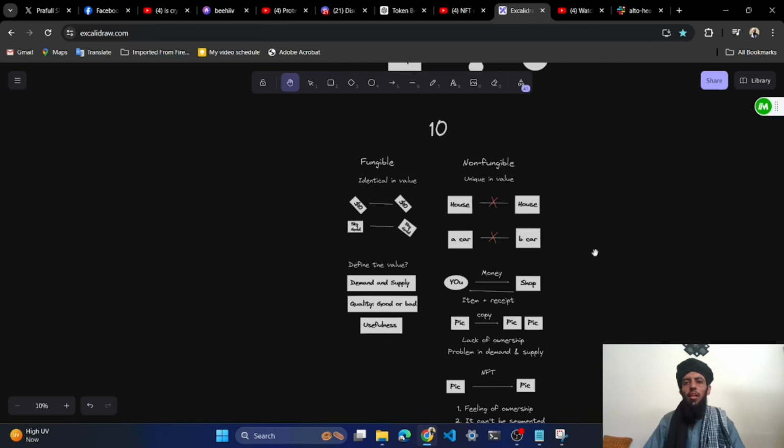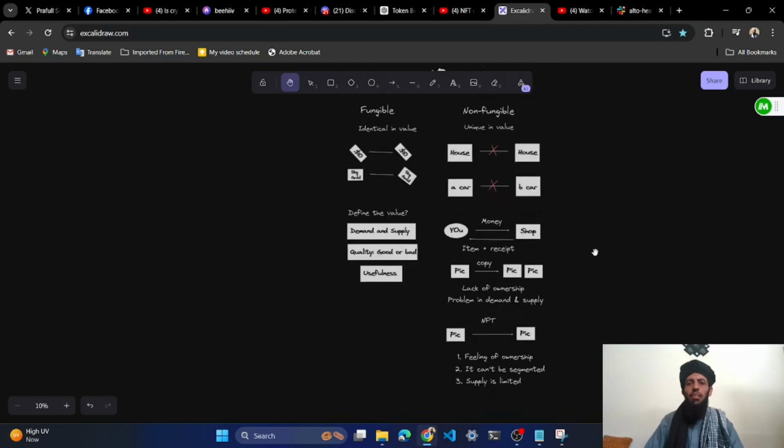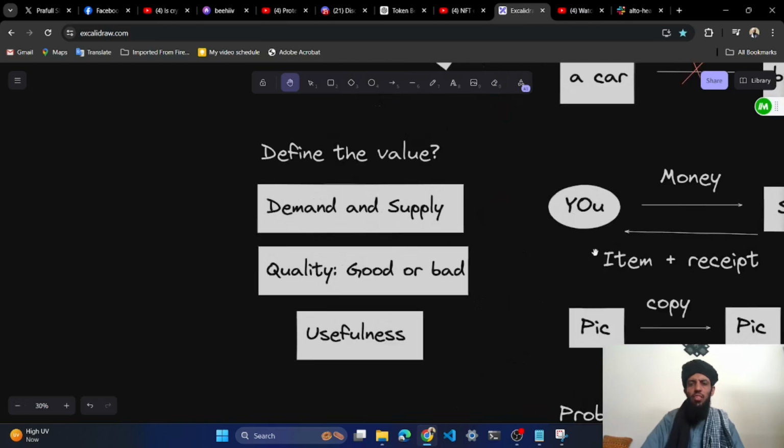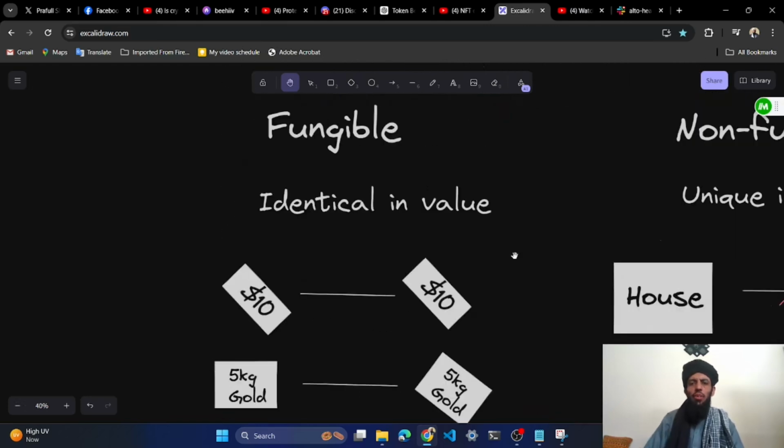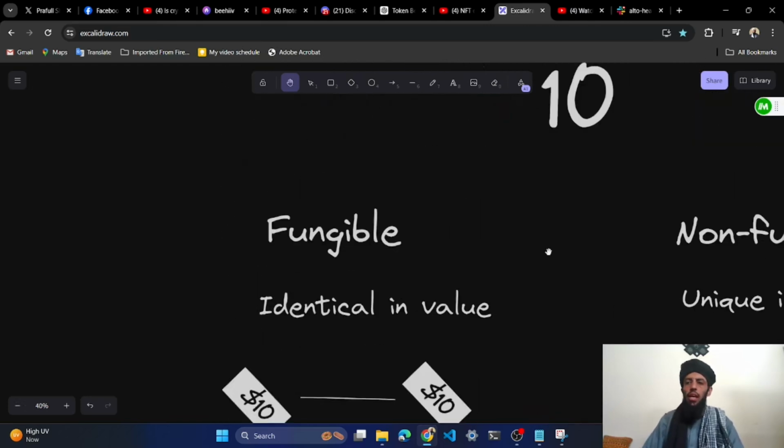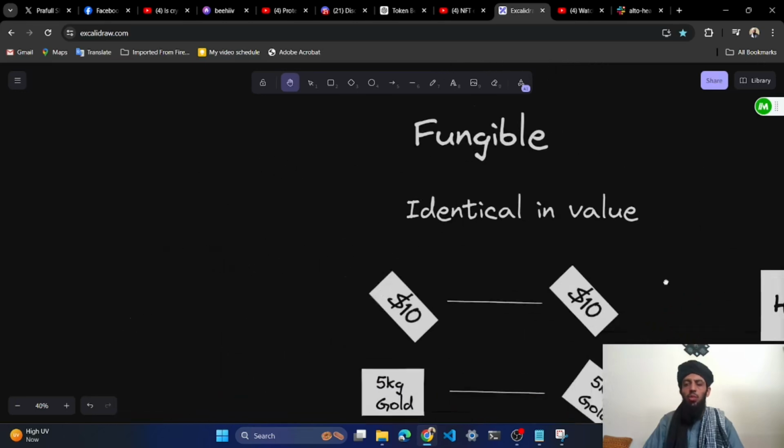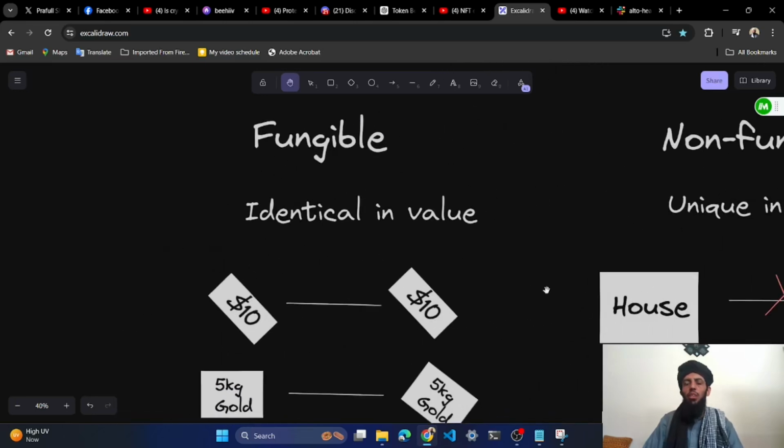As you can see, I'm present in this dashboard, and inside it there are some notes that I have prepared. The first one is the fungible token and the second one is the non-fungible token. So let's differentiate between them and understand what each of these tokens does.